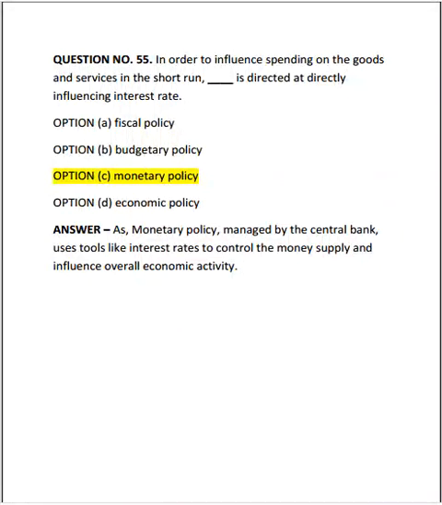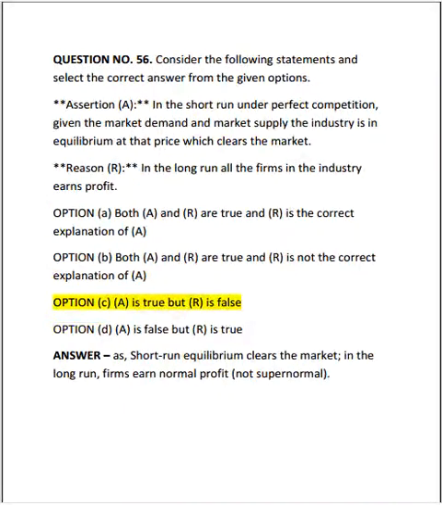Question No. 55. In order to influence spending on the goods and services in the short run, is directed at directly influencing interest rate. Option A, fiscal policy. Option B, budgetary policy. Option C, monetary policy. Option D, economic policy. Answer, C. Monetary policy, managed by the central bank, uses tools like interest rates to control the money supply and influence overall economic activity.